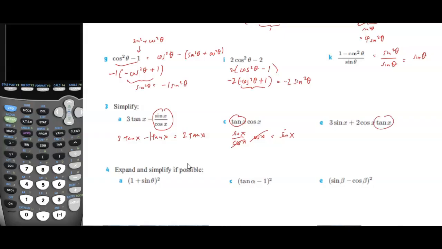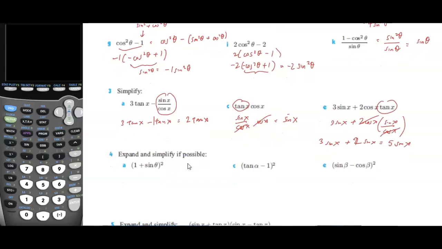This one too, I could substitute in sine x over cosine x for tan x, and then I would have 3 sine x plus 2 cosine x times sine x divided by cosine x. The cosines would cancel, and I would end up with 3 sine x plus 2 sine x equals 5 sine x.